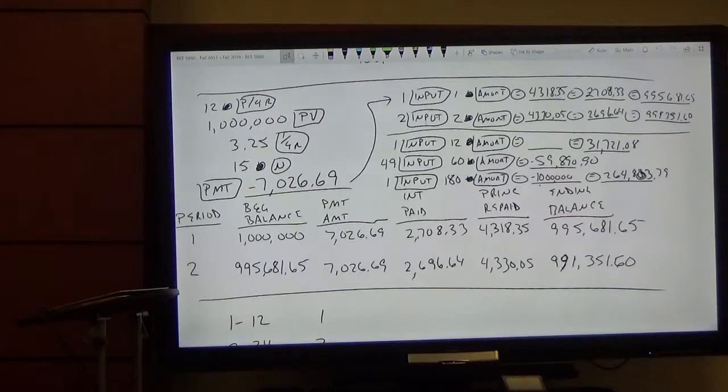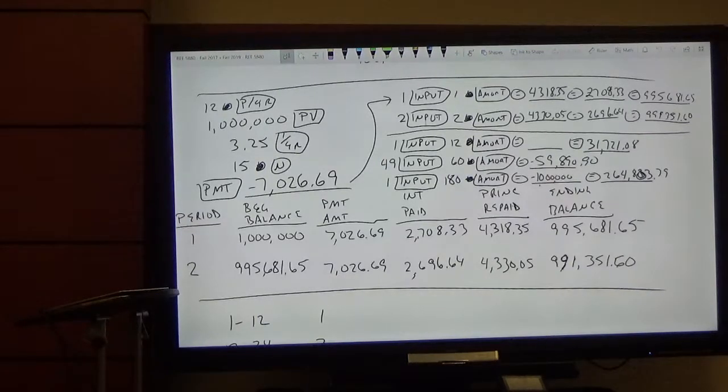Our beginning balance, in this case, is going to be a fixed cell reference up to the $1 million. So in my case, if you use the same cells I did, it'll be cell D2. So we've got that. All right, the payment amount, same thing. We'll cell reference the payment cell.